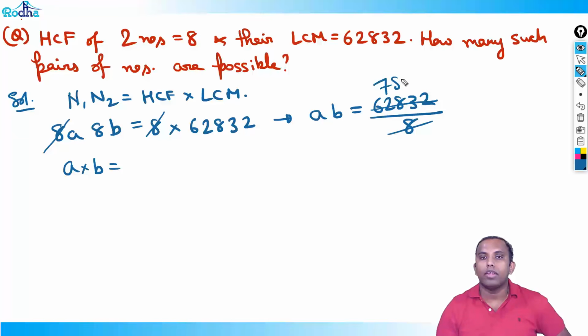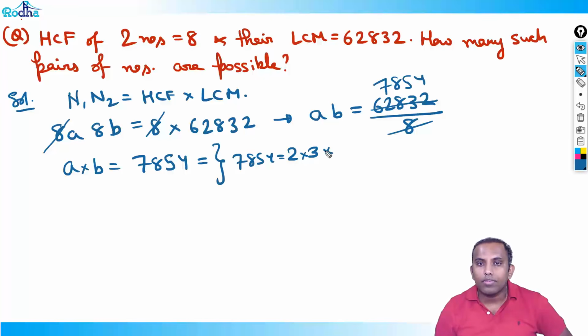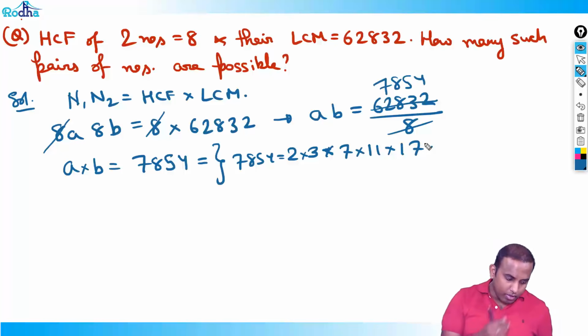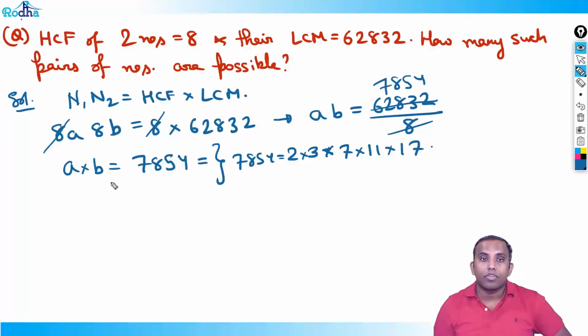Solving it, you get 7854. What is 7854? It is 2 into 3 into 7 into 11 into 17. So if A into B is 7854, we have to find the number of solutions, right?